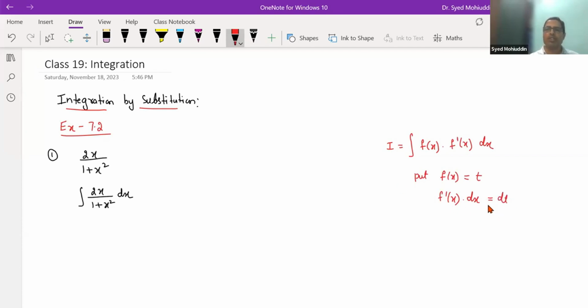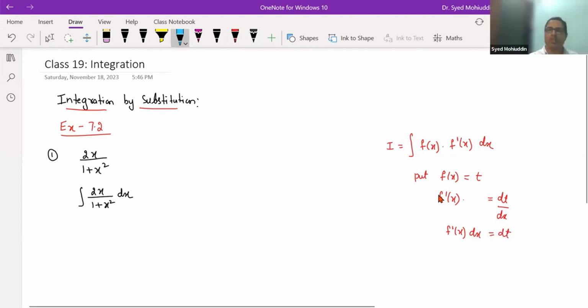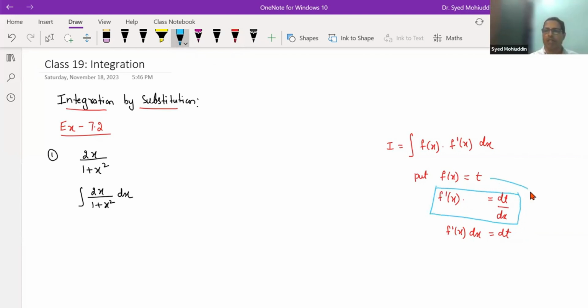But actually, because you're differentiating with respect to x, the actual way that you follow is you write down this value as dt by dx. Differentiate with respect to x, you get dt by dx. But what we'll try to do is we'll just cross multiply this dx on the other side and write it as f dash of x into dx is equal to dt. Are you getting this one? But while solving the problems, we don't use this step. After this, directly we'll move on to this step. So make a habit of writing this directly. Usually, it is written directly in this form.